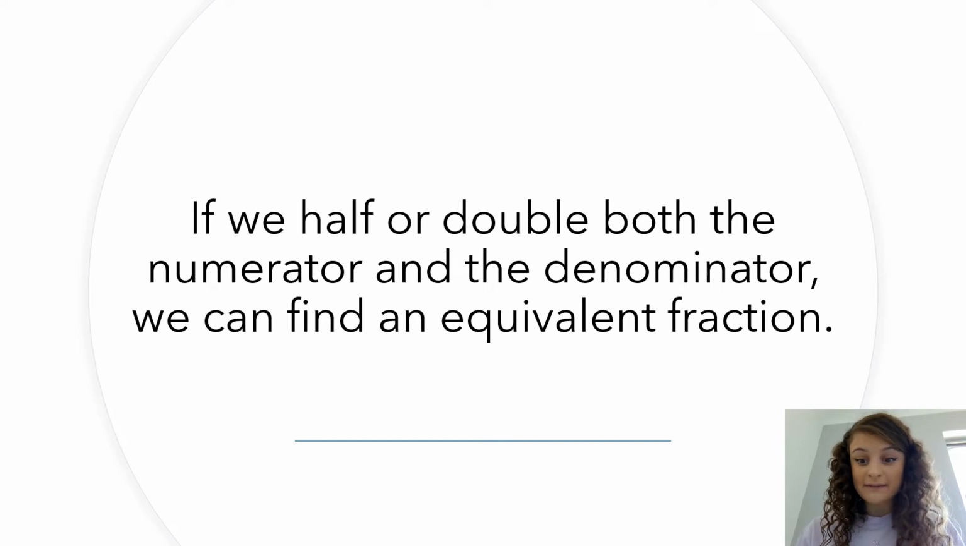Let's just go back to have a look. 1/2 doubled: 1 doubled is 2, 2 doubled is 4. 1/2 doubled is 2/4. Let's see if we can halve 2/4 and get back to 1/2. 2/4. Half of 2 is 1. Half of 4 is 2. So we can halve 2/4 to find the equivalent fraction, and we can double 1/2 to get to 2/4 to find that equivalent fraction.